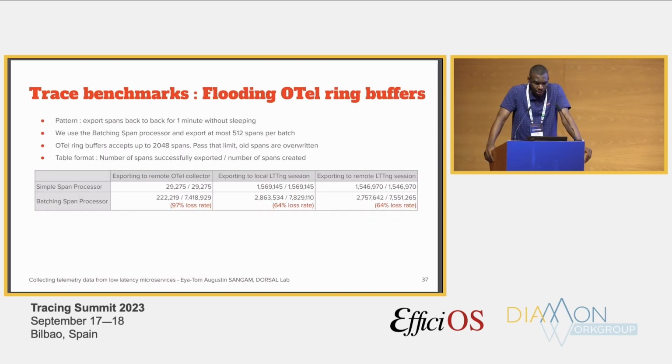This is another experiment that I did: trying to overflow the OpenTelemetry ring buffer. I just create spans back to back and try to overflow the ring buffers. When using the simple processor, there is no loss because we stop the application logic and make sure everything is exported before continuing. But when using the batch processor, we could lose events because it's running on a separate thread.